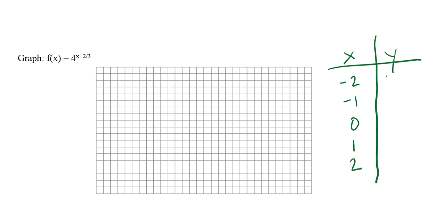So when I do this, it's just 4 to the negative 2 plus 2/3, 4 to the negative 1 plus 2/3, 4 to the 0 plus 2/3, 4 to the 1 plus 2/3, 4 to the 2 plus 2/3.